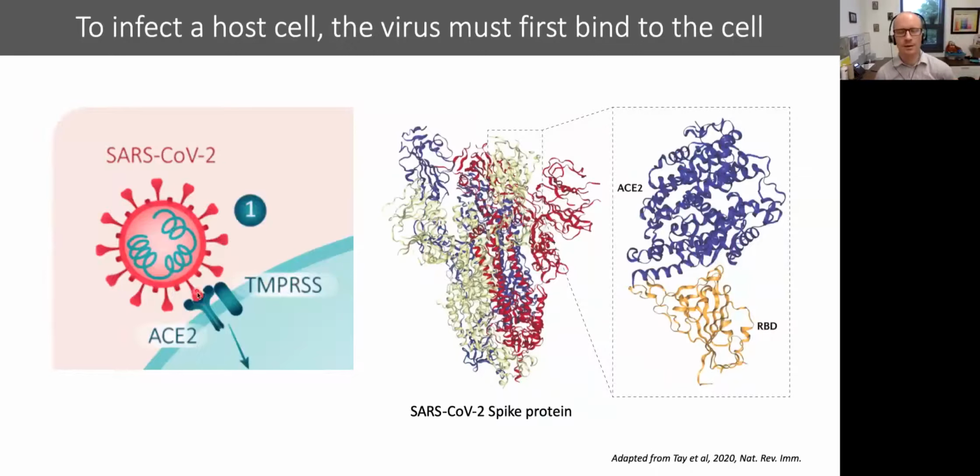Binding typically occurs through a viral protein binding to a molecule that it recognizes on the host cell membrane surface. And this molecule is called the viral receptor. In the case of SARS-CoV-2, the viral receptor is a protein that's called ACE2, with another protein called TMPRSS that is also involved.